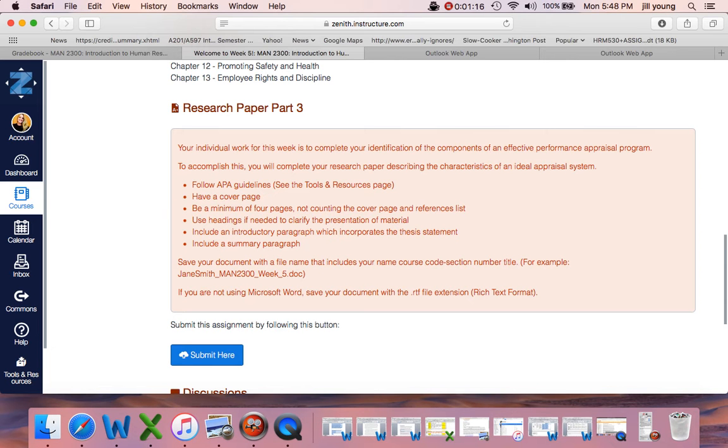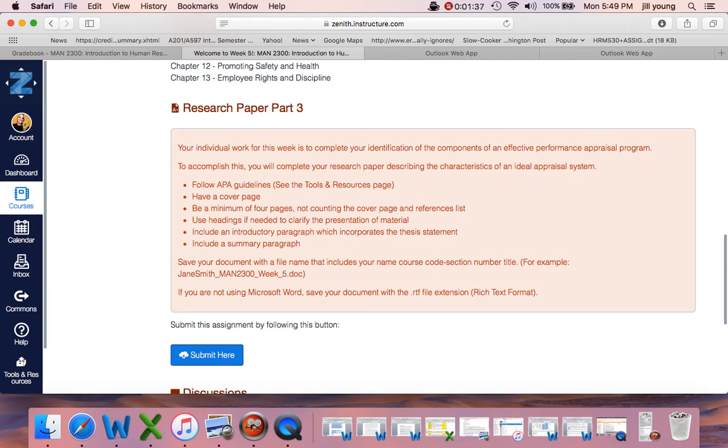Or there's also a critical incident method. That's another type. And there's so many different types to choose from. But I want you to choose what you feel would be an effective appraisal system and offer rationale behind your choices.